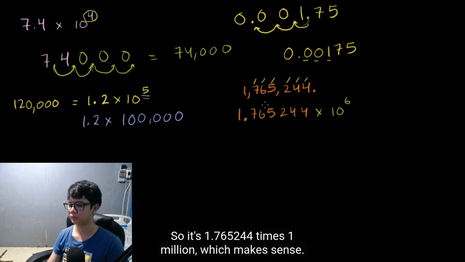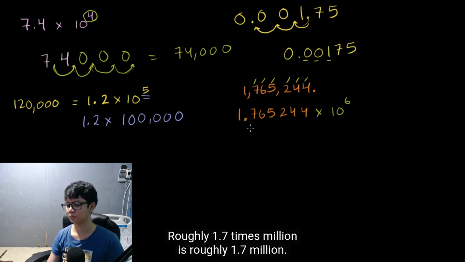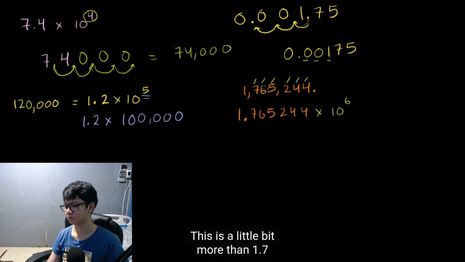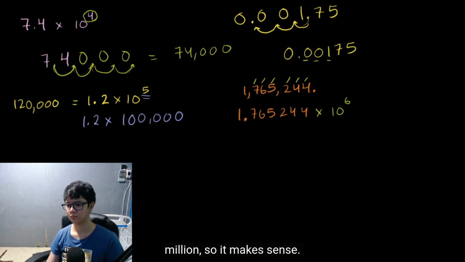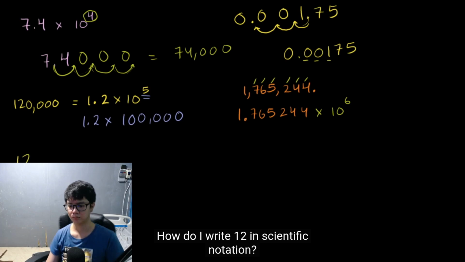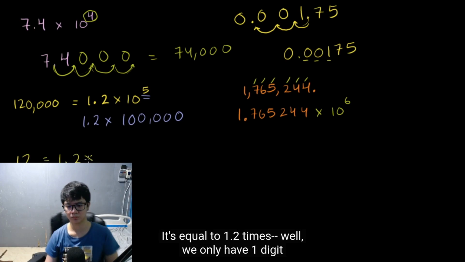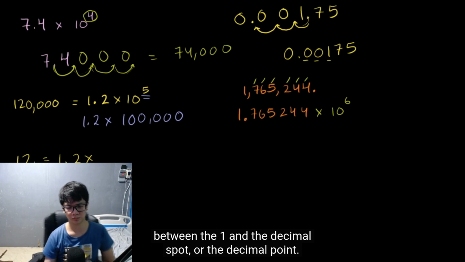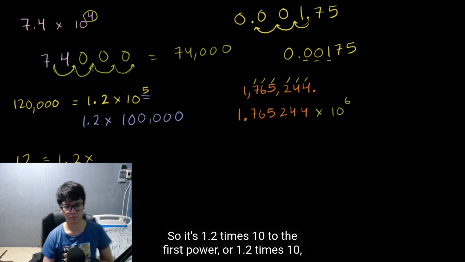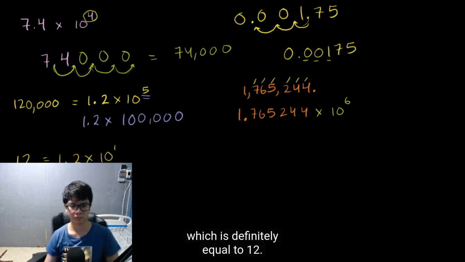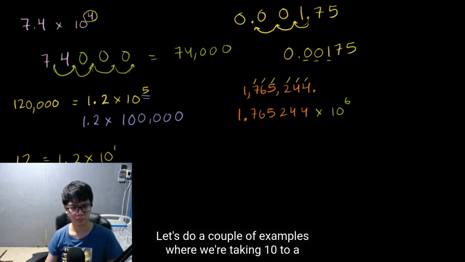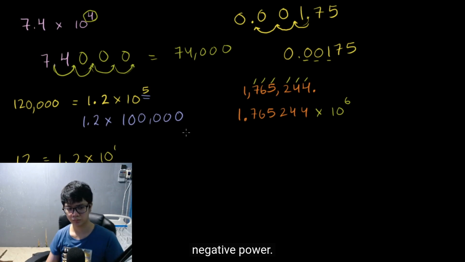And 10 to the 6th is just a million, so it's 1.765244 times a million, which makes sense. Roughly 1.7 times a million is roughly 1.7 million. This is a little bit more than 1.7 million, so it makes sense. Let's do another one. How do I write 12 in scientific notation? Same drill. It's equal to 1.2 times 10 to the first power, or 1.2 times 10, which is definitely equal to 12.